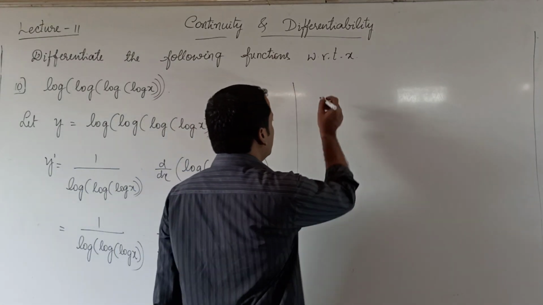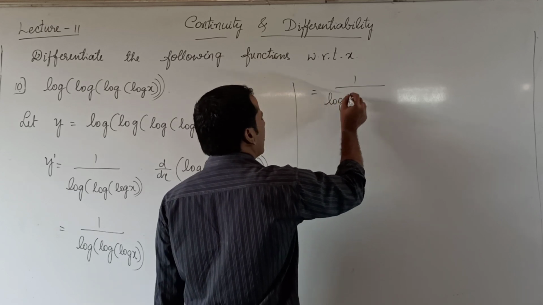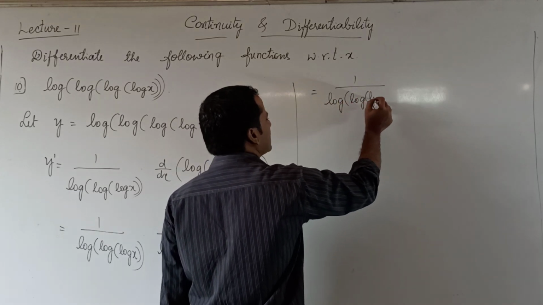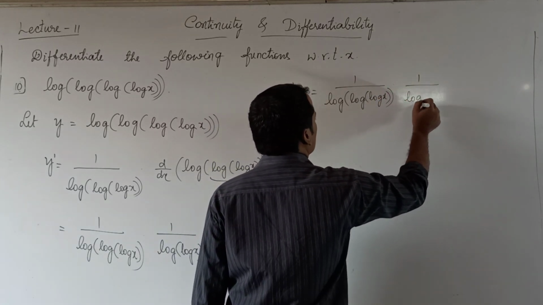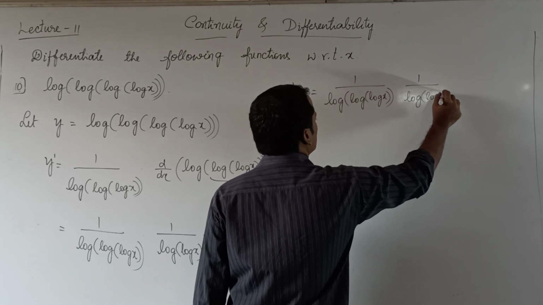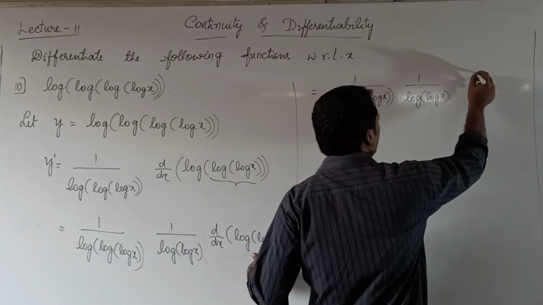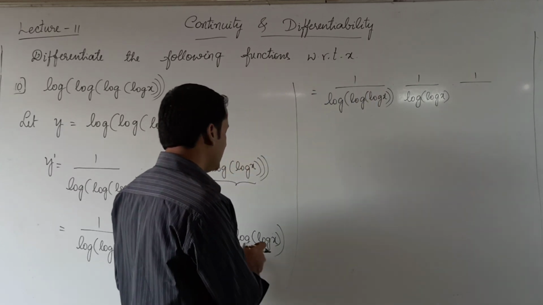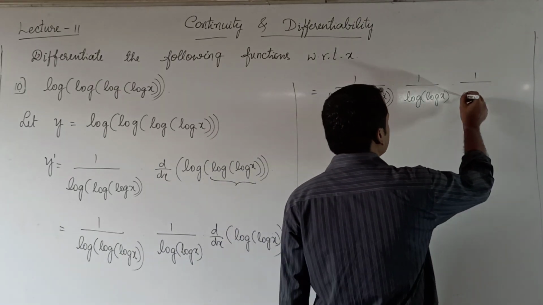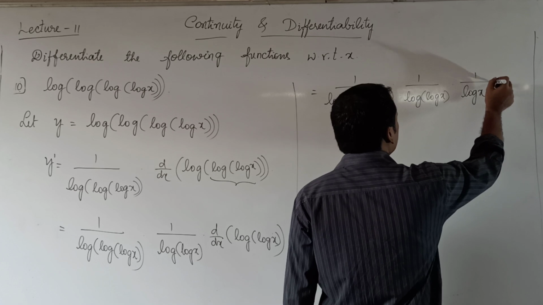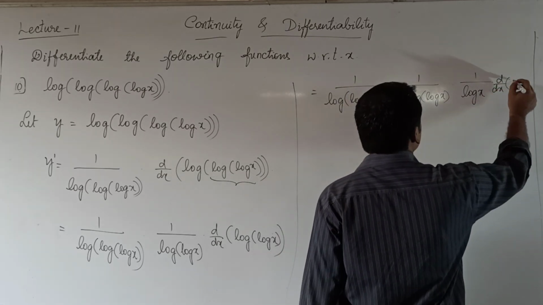Okay, that's equal to, we have 1 by log x into 1 by log x into the derivative of log x. Derivative of log x, it's of the form log x. Derivative of log x is 1 by x. So derivative of log x is 1 by log x into the derivative of log x.